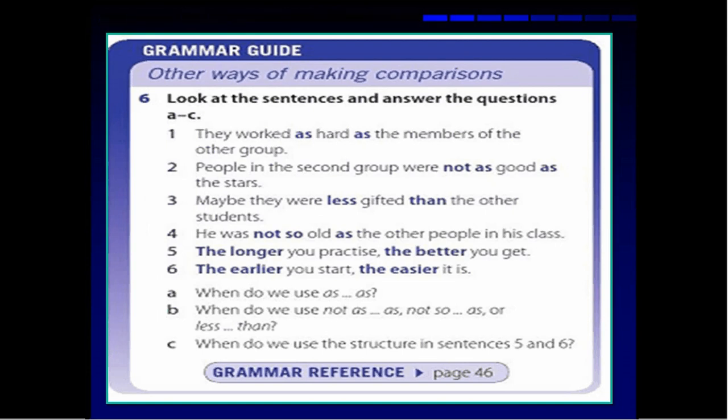So, if you want to compare between two things or two persons and discover that they are equal, we can use as. In the middle, between as, we can write the adjective. As we have here for number 1, as hard as. If you want to make it negative, only put not. It will be not as good as, as you can see for number 2.